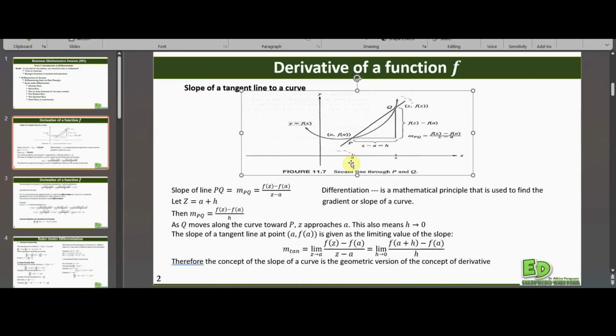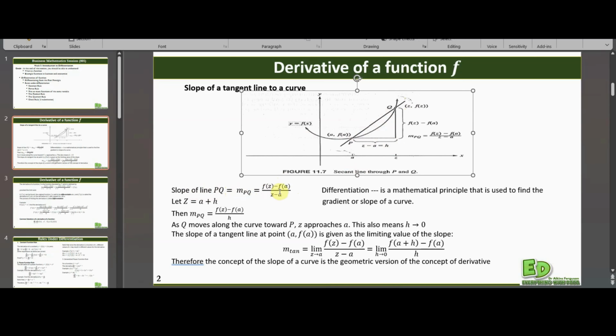We have coordinates for this distance as A and Z, isn't it? So from A to Z, or from Z to A, is what we call H. H is our horizontal distance, the distance between the 2 points. So we can go ahead and find the slope of a tangent line to a curve. The slope of the line PQ is equal to f of Z minus f of A, over H. It is the same idea.